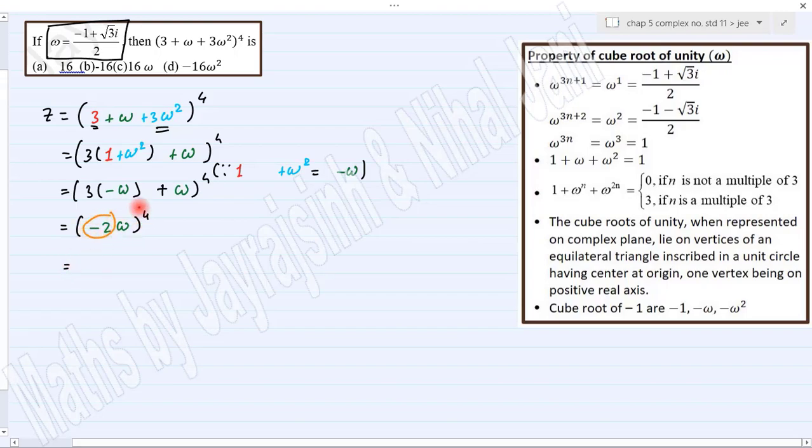Now (-2) raised to 4 will become 16, and ω raised to 4 can be split into ω³ into ω, and we know that your ω³ is 1. So we will get 16ω as a final answer, which is given in option C.